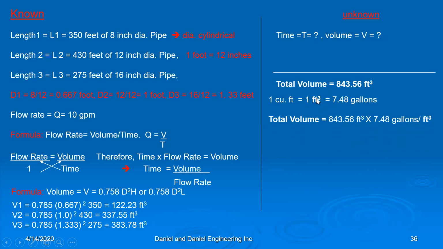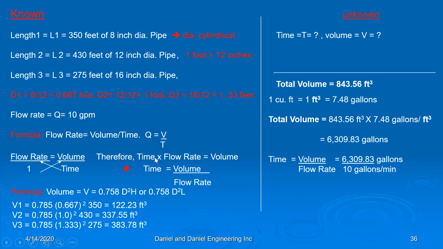And remember, 1 cubic foot is 7.48 gallons. So my total volume is 843.56 cubic feet multiplied by 7.48 gallons per cubic foot. Watch it, that per means to divide. Remember that, you can't go wrong with that. And then the cubic feet cancel, and we end up with 6,309.83 gallons of water needed to fill all 3 pipes together.